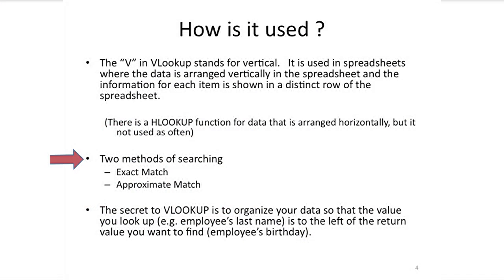There's two methods of searching. One finds an exact match. Again, you're going to try to tell it what information you want to match. You can either look for an exact match, or you can look for something that's approximate or nearest.